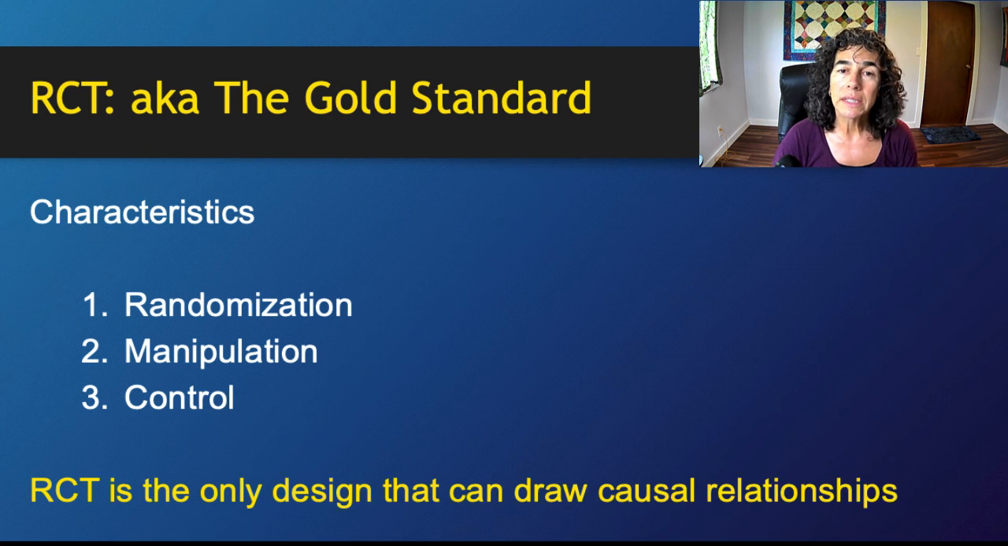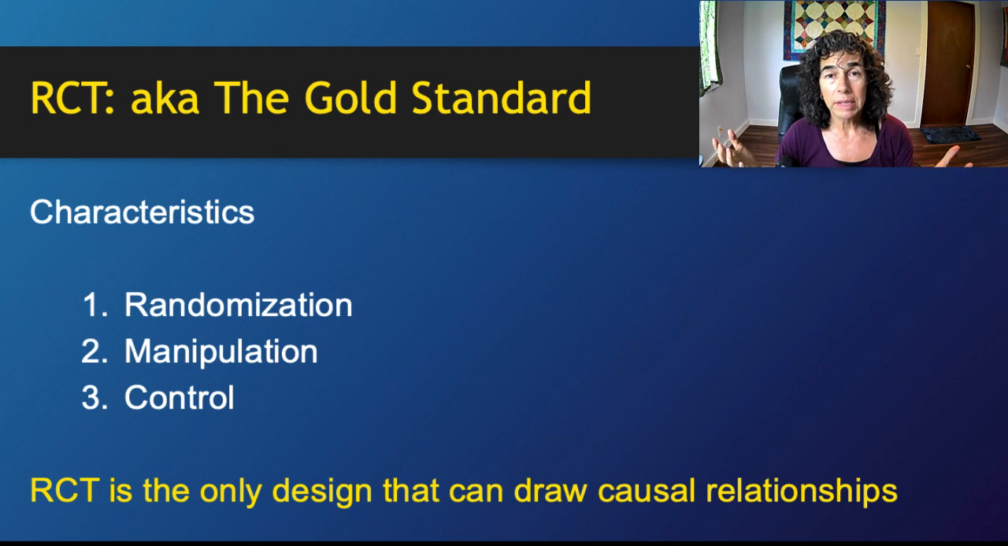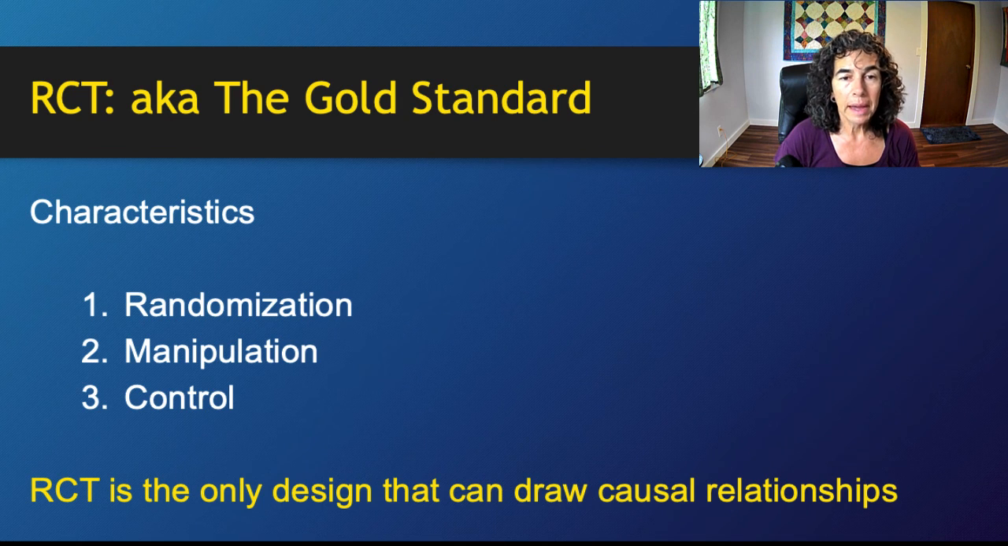The characteristics of an RCT are randomization, which we have talked about, right? So all members of the sample have an equal opportunity to be assigned to any of the research study groups. We also have manipulation, which basically means that there's an intervention that the participants are exposed to. And we have a control group. So the control group is used for comparison.